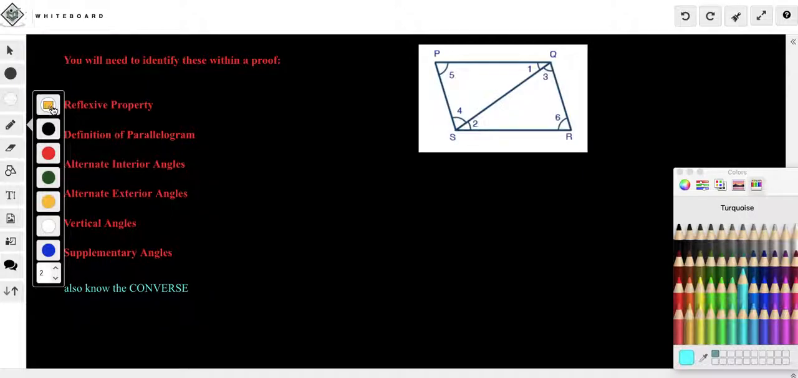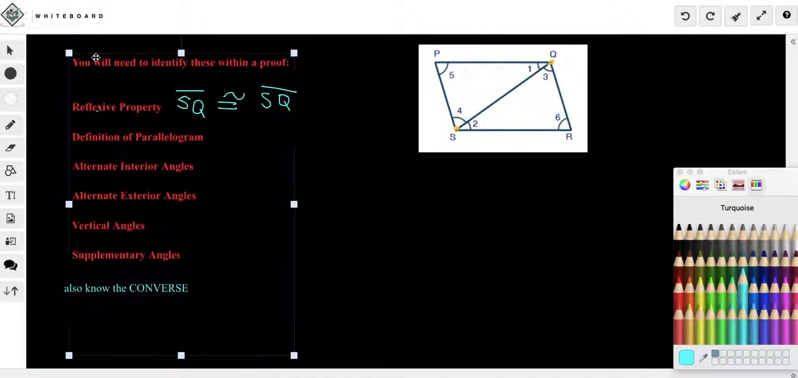Hold on, let me change the color real quick. Okay, so line segment SQ right here did not change. There we go. Line segment SQ is going to be congruent to line segment SQ. Whenever they give you two things that are congruent to each other, that's going to be the reflexive property. So I just want you to make sure you're aware of that.